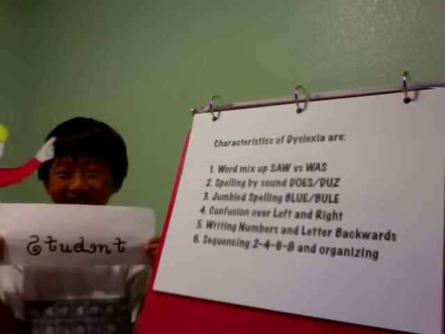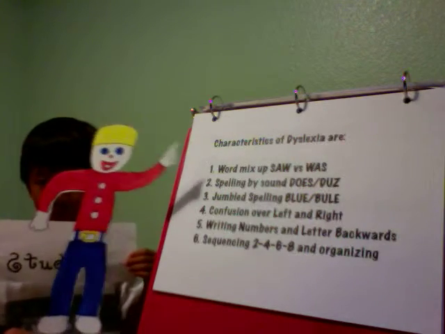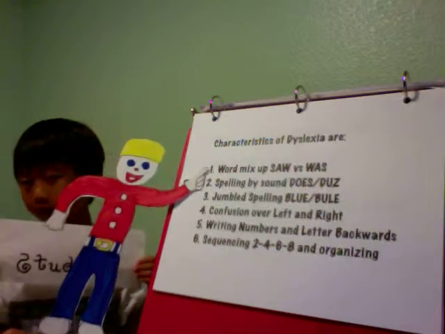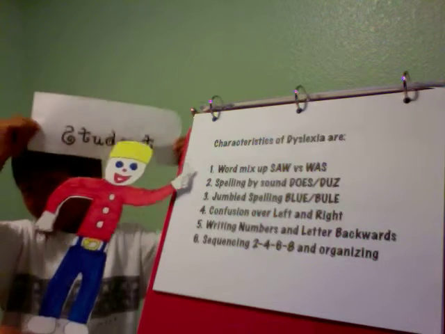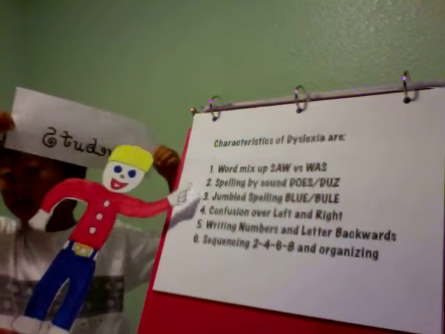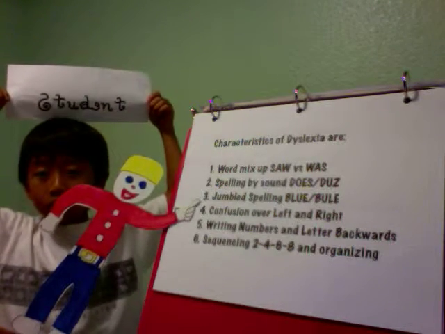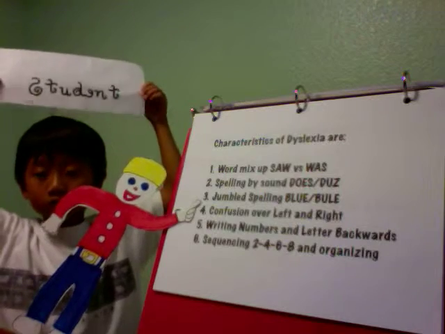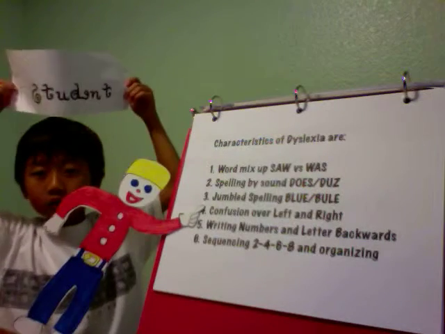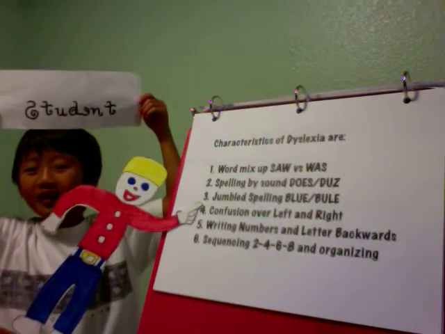Hi. Characteristics of a dyslexic student: they often mix words up, like saw and was. They spell by sounding out, so does and duz. Sometimes this dyslexic student will jumble spelling. BLU spells blue, but in a dyslexic student's mind, they will spell it BULE.